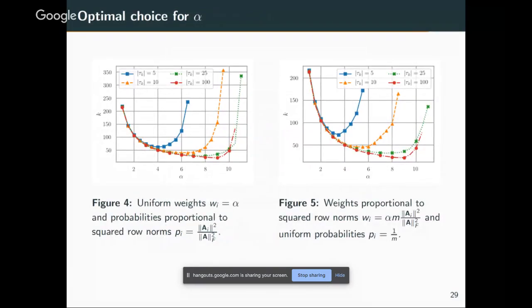Okay, and in this plot, we are investigating which values of alpha are optimal. On the y-axis, we've plotted the number of iterations required for our solution to converge. Here we're considering consistent systems, and I think convergence was considered to be error within 10 to the negative 10. On the left, we're using uniform weights and probabilities proportional to the squared row norms. In the right plot, we use weights that are proportional to the squared row norms and uniform probabilities. So in both of these cases, we are satisfying this matrix condition, but in slightly different ways.